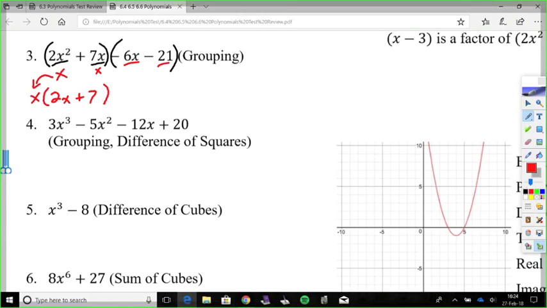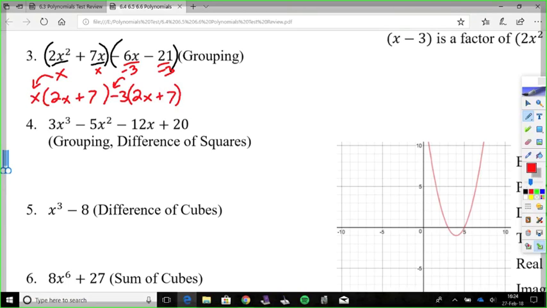But now I want to know, well, the second group, what do they have in common? It's kind of tricky, but these are both negative. Let's first start with that. But they're also both divisible by 3. So I'm going to divide by negative 3. And just like I did with the x, I'm going to put the negative 3 outside this group. All right, now let's see what's in the parentheses. So negative 6 divided by negative 3 will become a positive 2. There's still an x. And negative 21 divided by negative 3 is a positive 7.